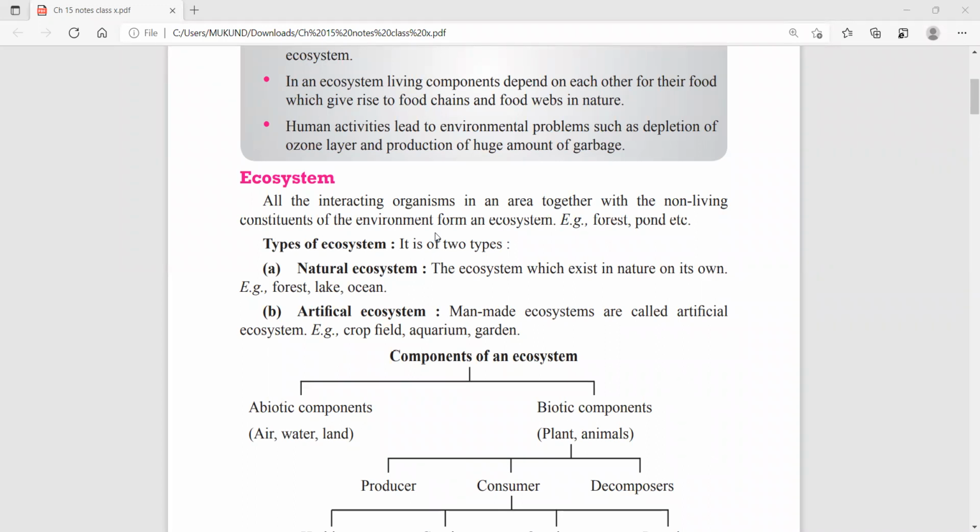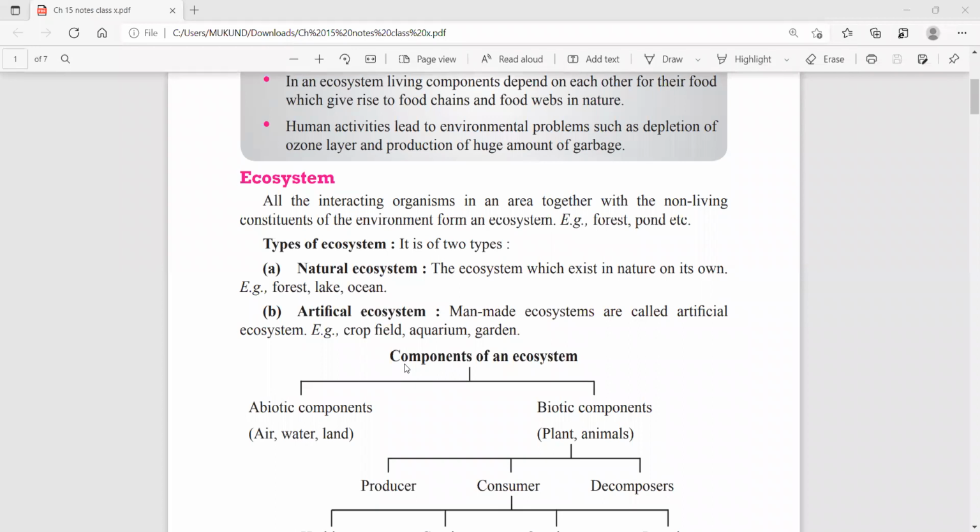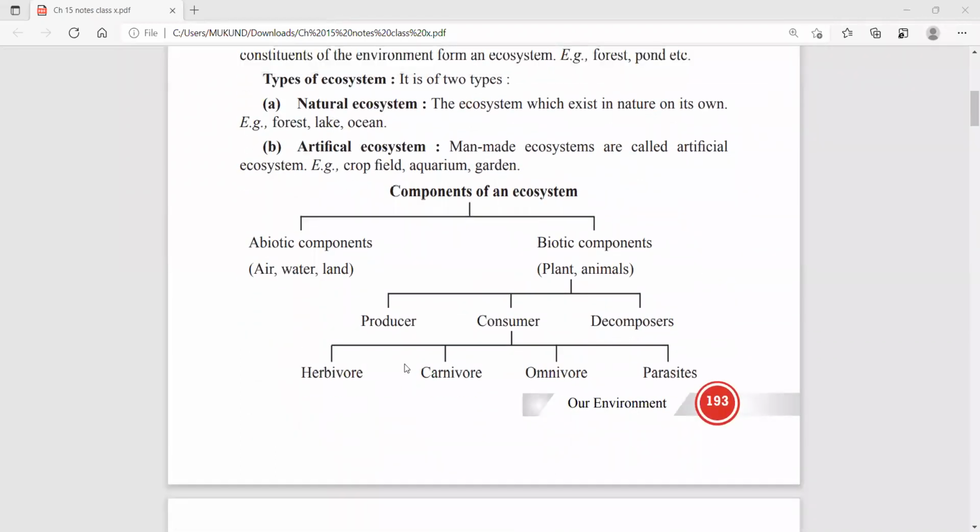Now various components of an ecosystem are there: abiotic components and biotic components. Abiotic components we know are air, water and land, which are not living, and biotic are living. Okay? Plants and animals. There are producers, consumers, and decomposers. So what are producers? Autotrophs, Ma'am, which synthesize their own food. Crops which are producing their own food by themselves.